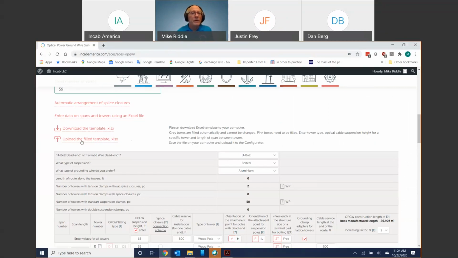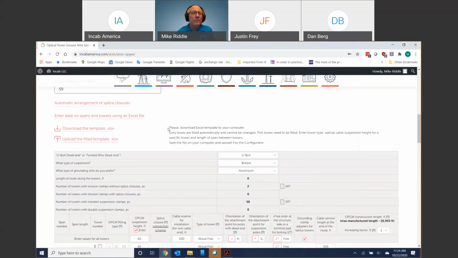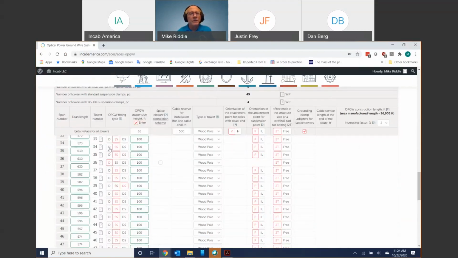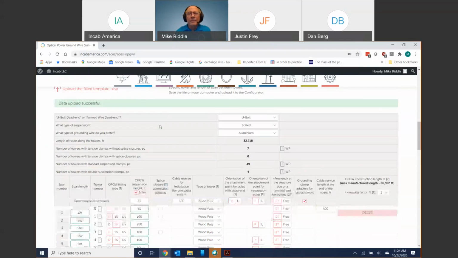And all of the span data. I could have entered all of that by hand, but if you're working with 10 spans, no big deal. If you're working with 59 spans, it's probably easier to do it in Excel and upload it the way I just did it. And there's lots of useful things that you can do now that help out.